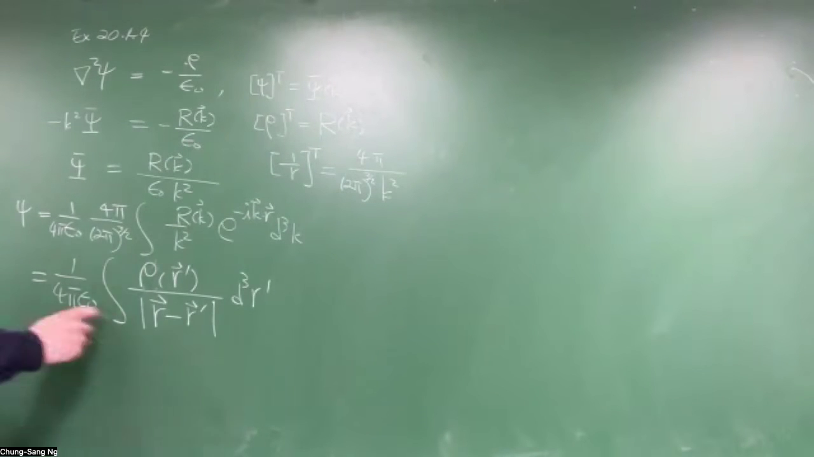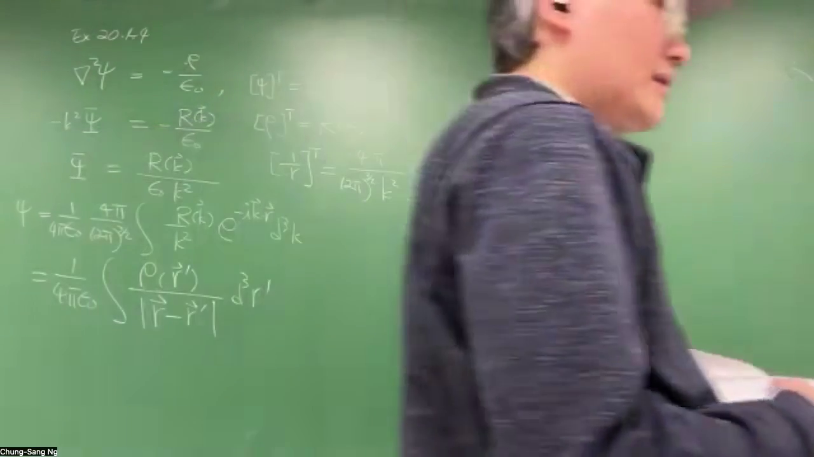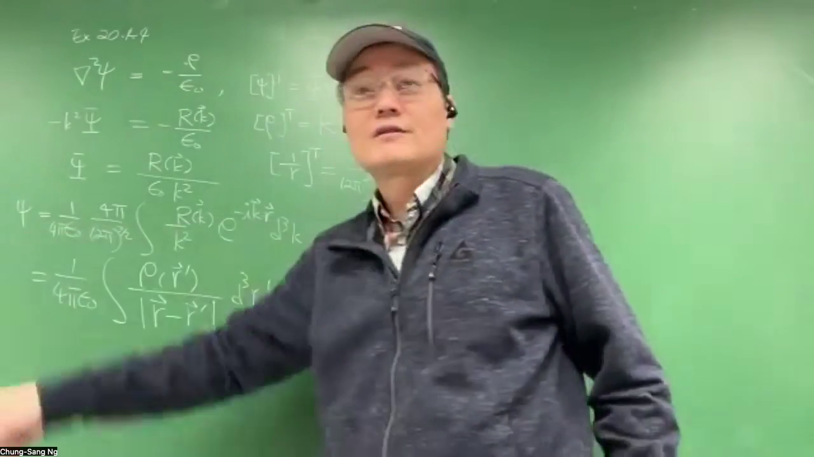Okay, that should be the answer for part B. Because this is general, it's not giving you the explicit form, so that's the most general form. You still need to do an integration for an unknown rho function, the charge density function. So that becomes a formula for whatever charge density. Just do this integral and solve for your psi function.